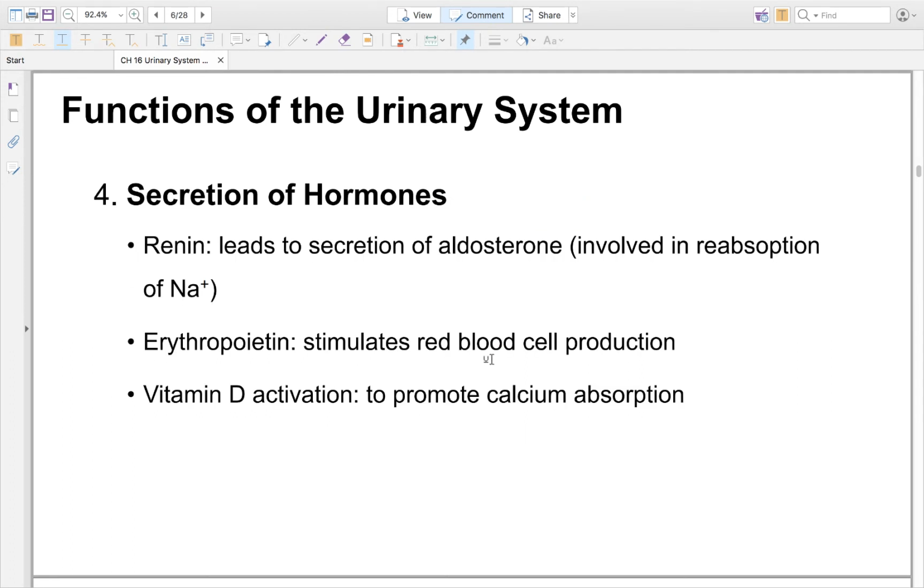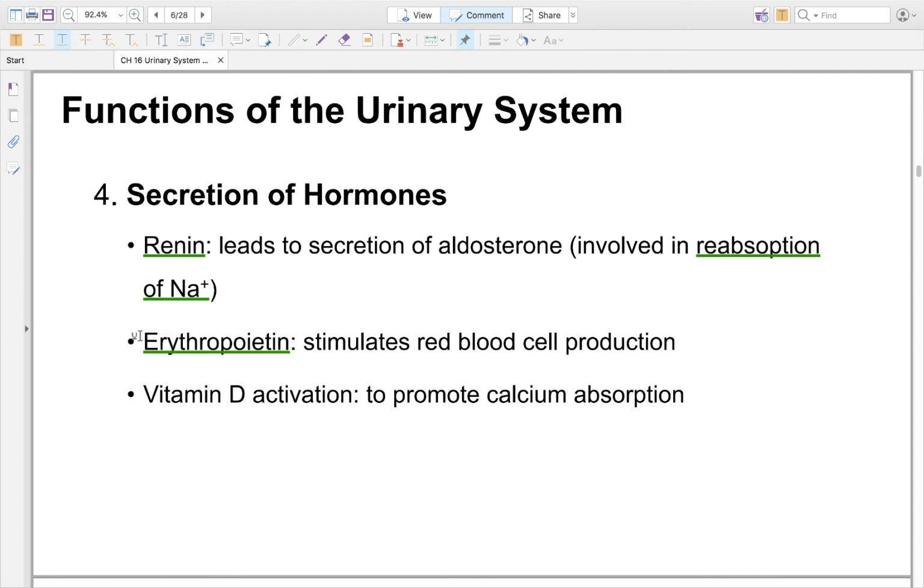All right, there's also hormones involved. So the fourth function is the secretion of hormones. What hormones? Here we go. The first one is called renin. This hormone is responsible for releasing another hormone that is directly involved in a process called reabsorption of sodium ion. We'll see what that means later, but that's what we want to know for now.